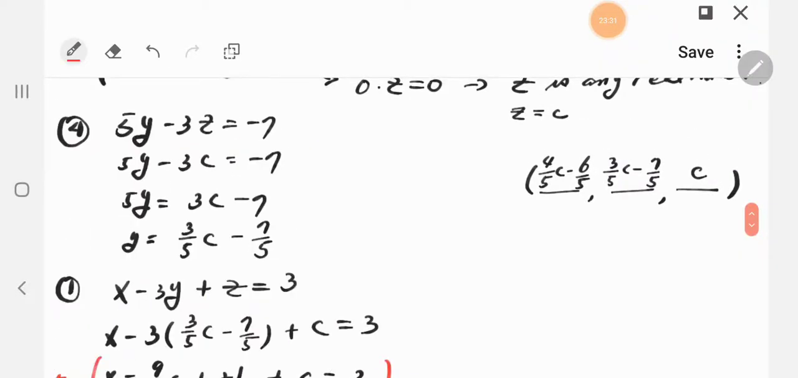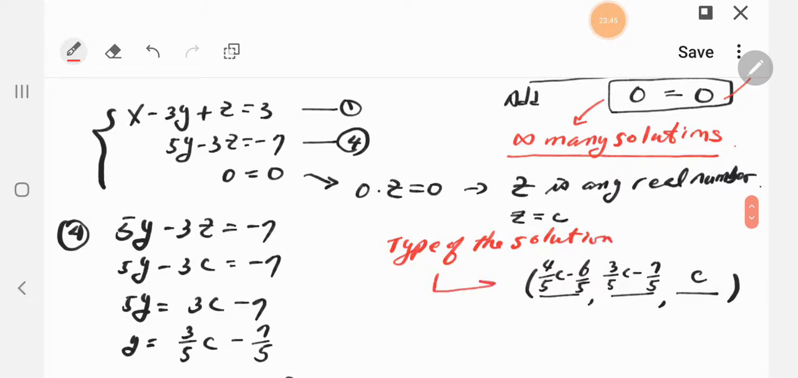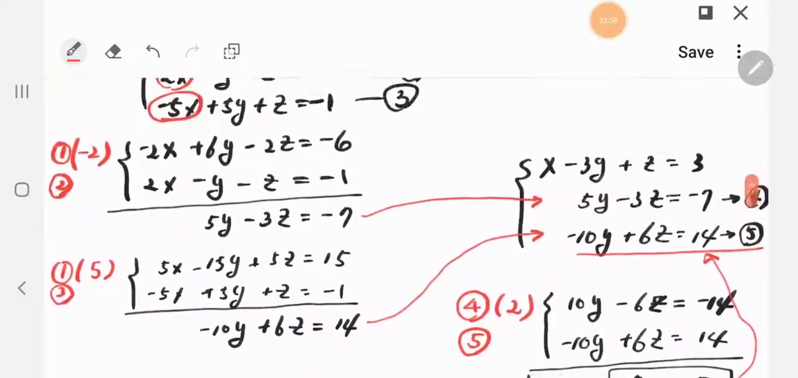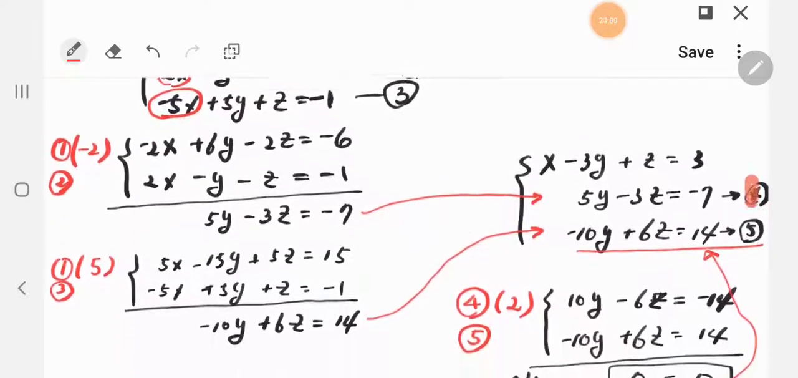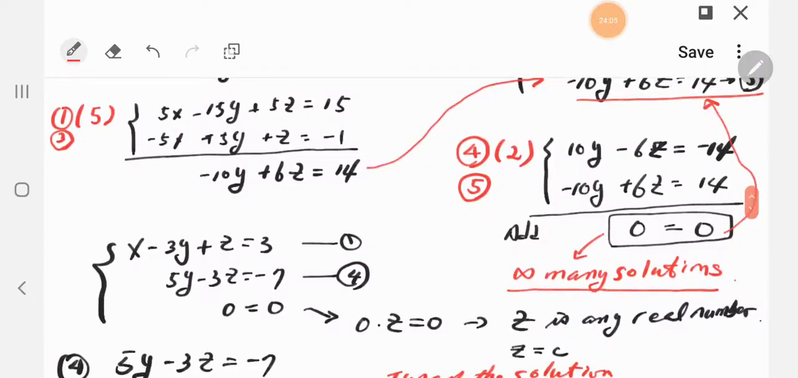So we know that there are infinitely many solutions, and the type of the solutions is in this form, where c is what? C is any real number. Any real number. So we know that the system of these three equations has infinitely many solutions. So infinitely many solutions is the solution.